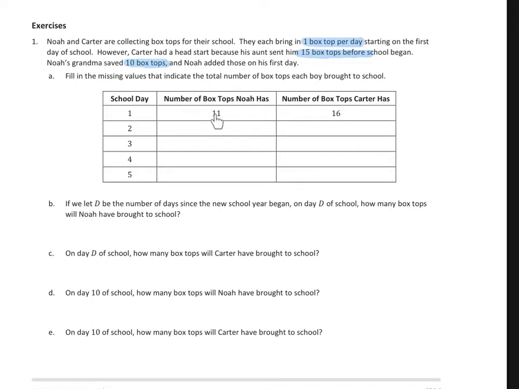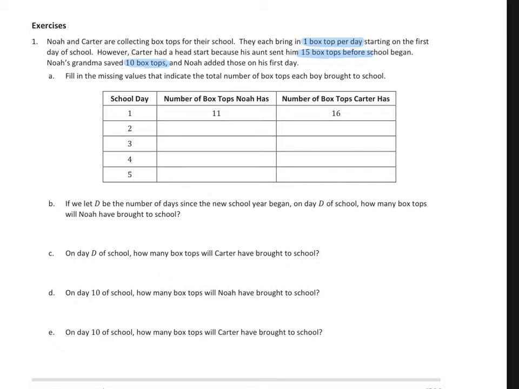11 represents the 10 that he started with. Noah started with 10, right? And then on day 1, he brought 1 more. So 10 plus 1 is 11. The box tops Carter has is 16 because he started with 15, and then on day 1, he brought 1 more, and 15 plus 1 is 16.